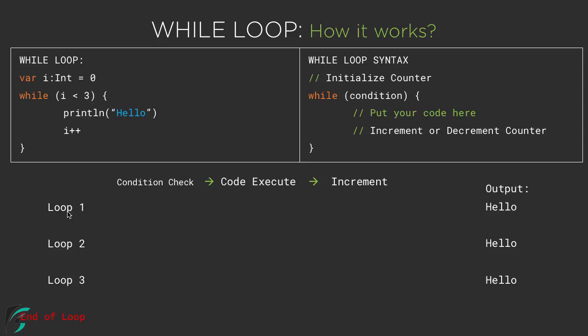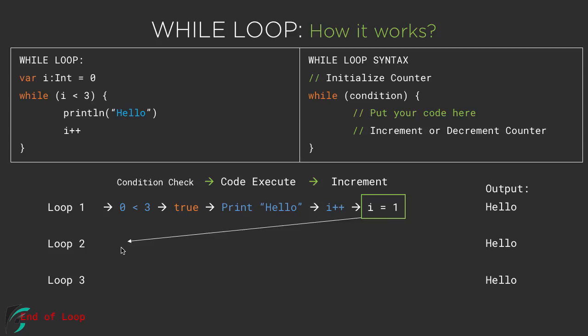So when the first loop is executed, the value of i is actually 0. So 0 is smaller than 3, which is actually true. So it will simply print hello in the output console, and at the end, it will simply increment the counter value by 1. So i will become now 1, right? With the help of this i++. Now this value of i equal to 1 will now appear at the very initial point of loop 2, where the condition will be checked, 1 is smaller than 3, which is again true, again print hello in the output console, and then i++, and finally i becomes 2.